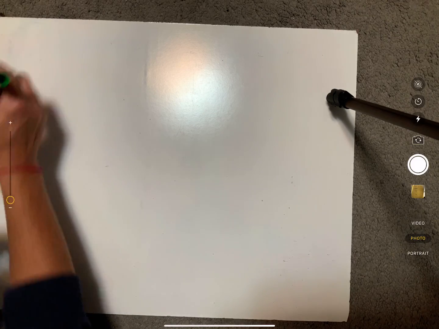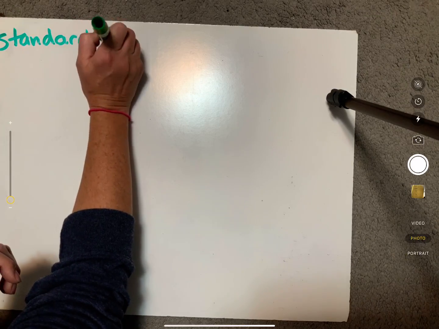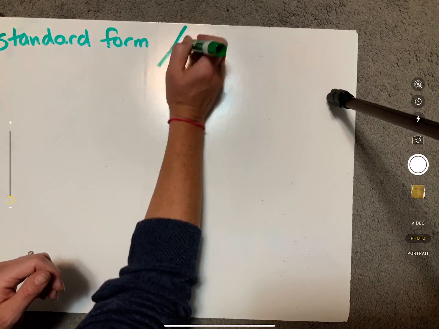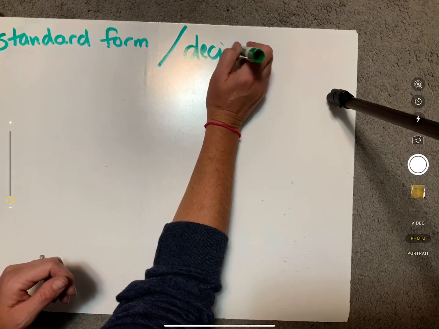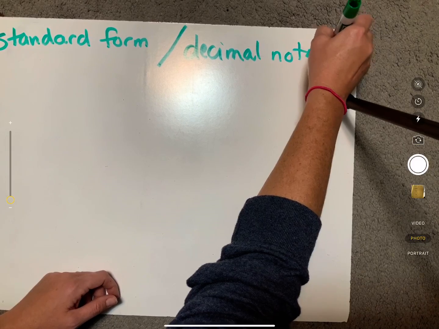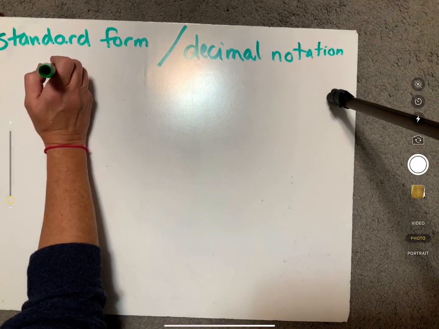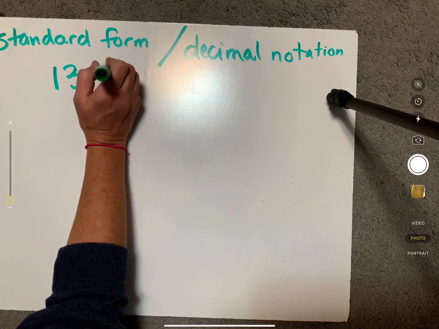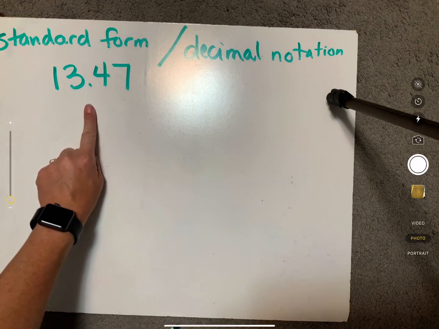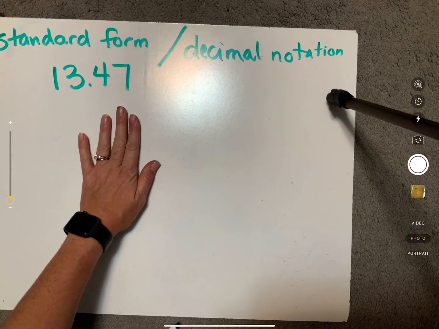So if you have standard form, which is also decimal notation, all that means is, how are you writing the actual decimal? So for example, if I have this number, that is decimal notation. That's how I'm writing the decimal in numbers. Okay, so that's my decimal notation.